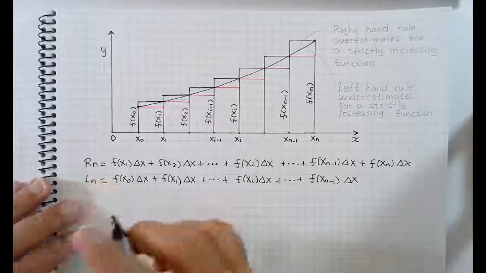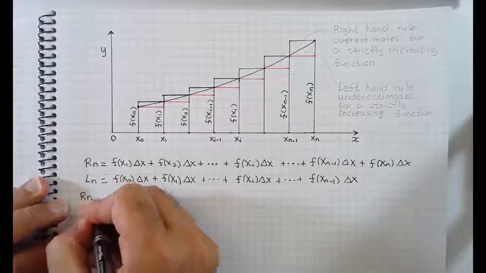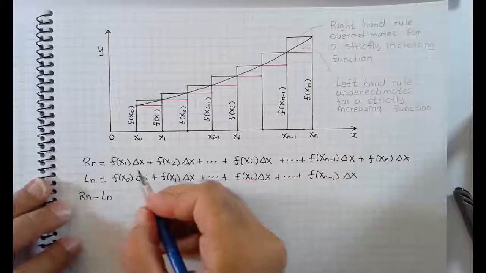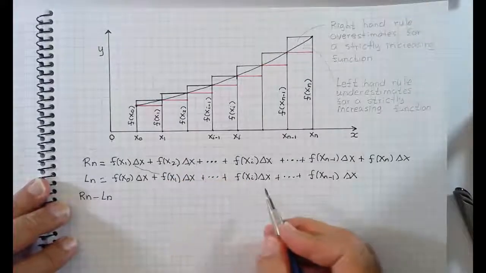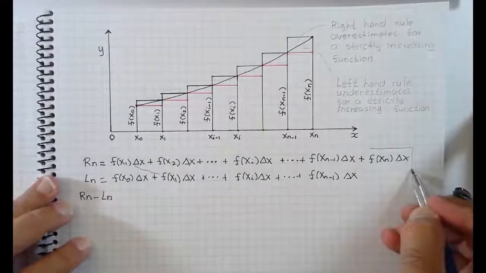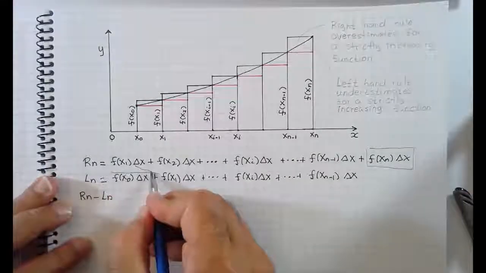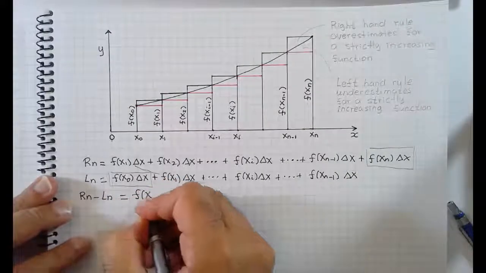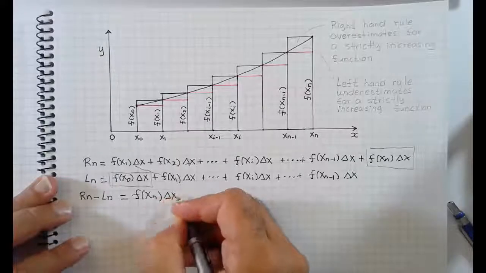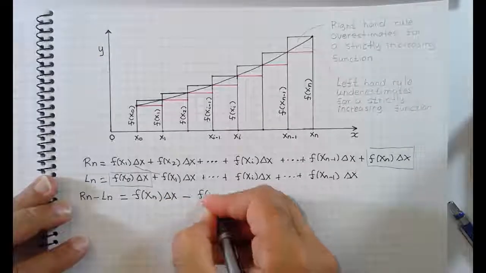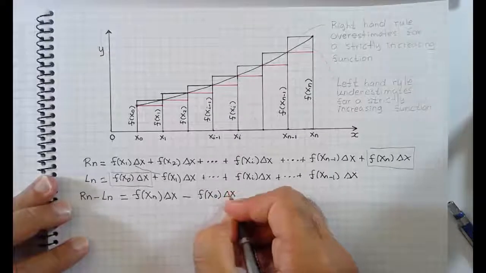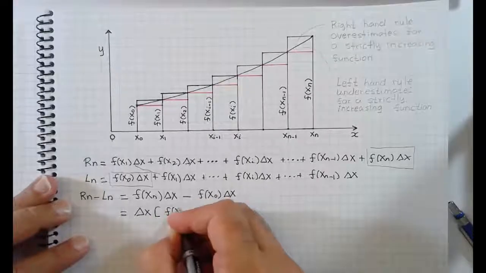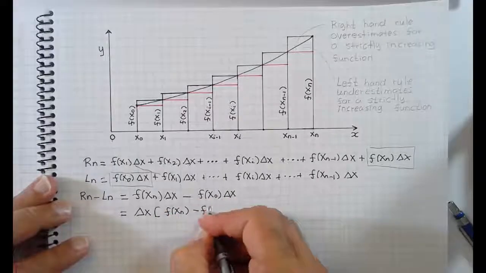Now let's subtract Rn minus Ln. You will see that these are going to cancel out. So f of x1 delta x is going to cancel this one, and the only things that remain are the term f of xn delta x and f of x0 delta x. So that's going to give us f of xn delta x minus f of x0 delta x. Now let's factor out delta x times (f of xn minus f of x0).